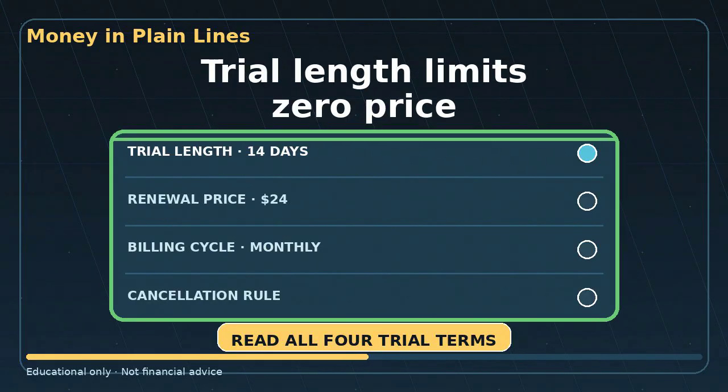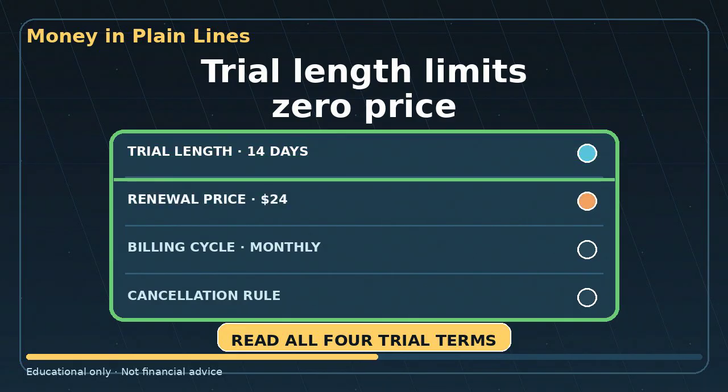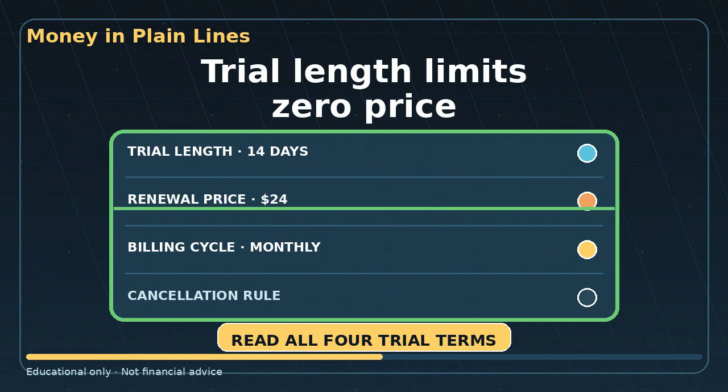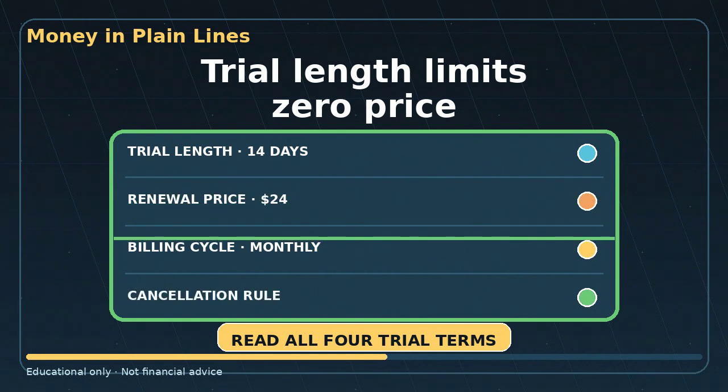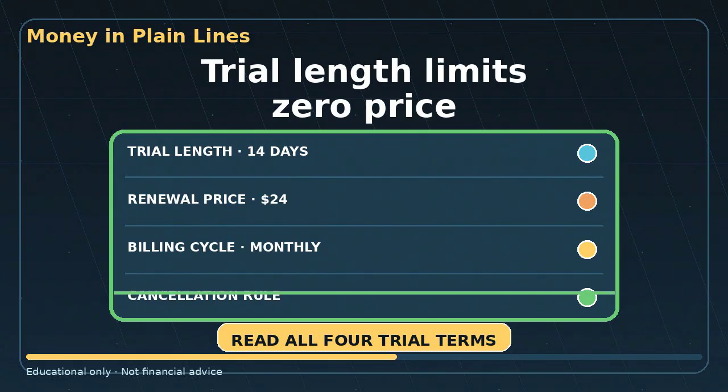Trial length matters because the word free describes only the first 14 days here. It does not describe month 1 after renewal, month 2, or month 3. A calendar label therefore needs to stay attached to the price label and the billing cycle label.